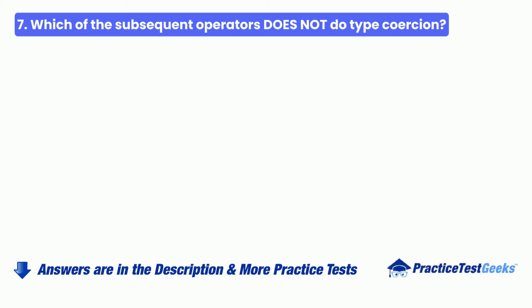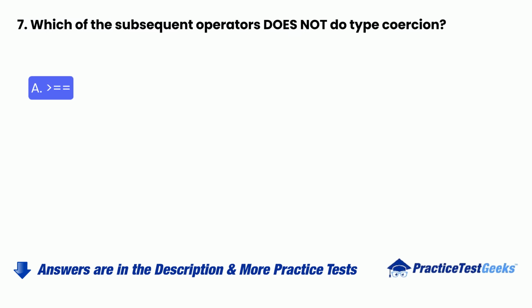7. Which of the subsequent operators does not do type coercion? A. B. C. D.